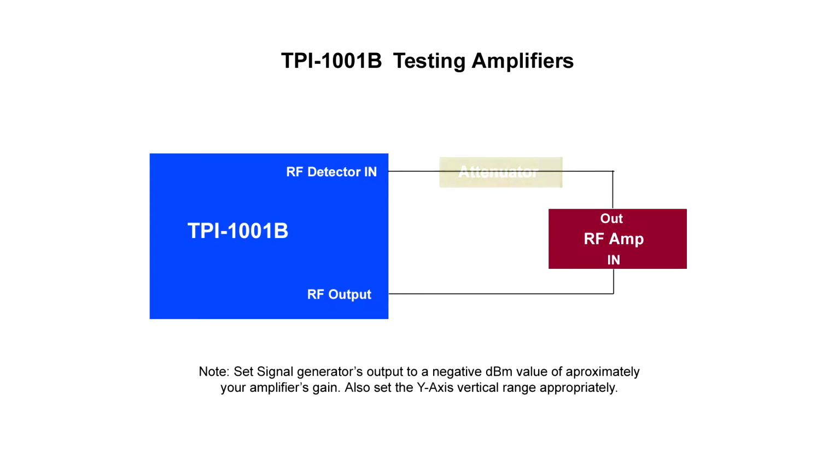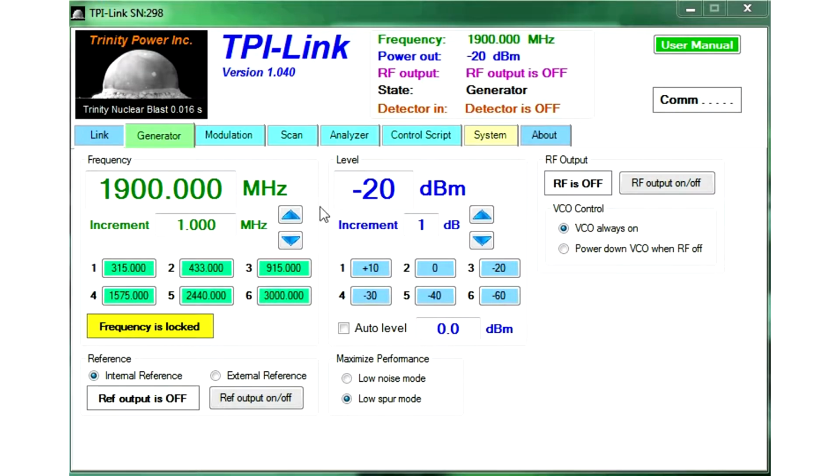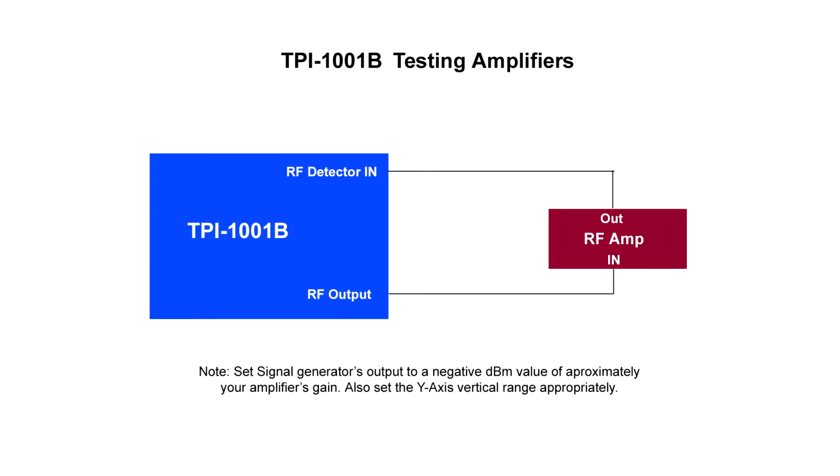Even better, go without the attenuator and connect the amplifier directly to the detector in and RF output. Then set your generator's output at a negative dBm value, approximately what you think the amplifier's gain might be, so that when you do your scan, the output of the amplifier won't be in excess of the +10 dB input limit on the RF detector input.